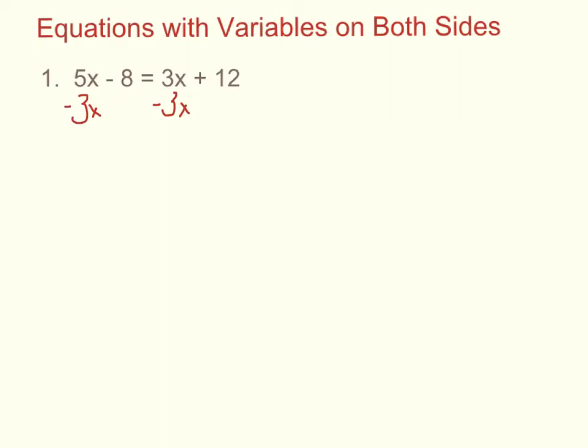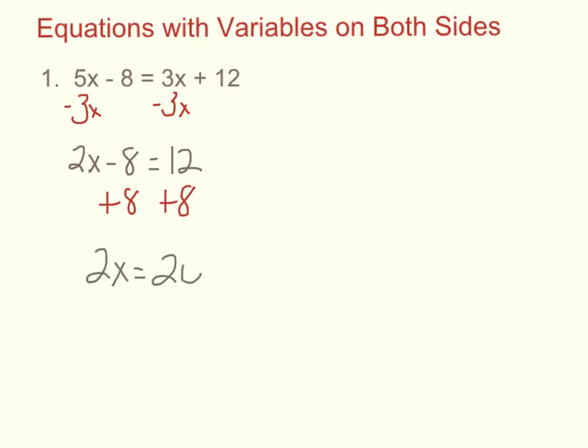That gives me 2x minus 8 equals 12. And now we have a basic two-step equation. I now have to get rid of the minus 8. The opposite of minus 8 is add 8 to both sides. That then gives me 2x equals 20. I divide both sides by 2. I get an answer of 10. If you wanted to check your answer, you could take the 10 and plug it in for x in your original equation and see if you get two sides that are true.